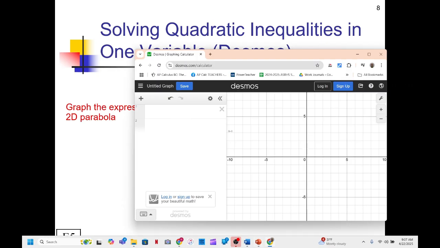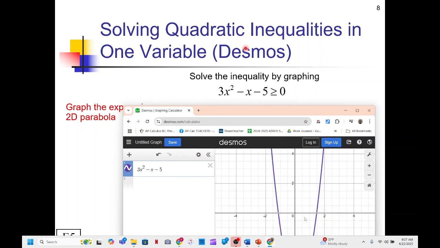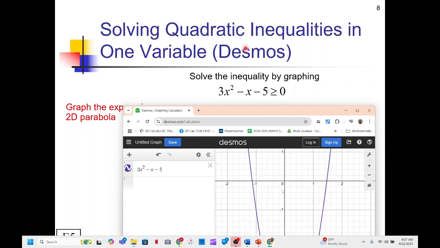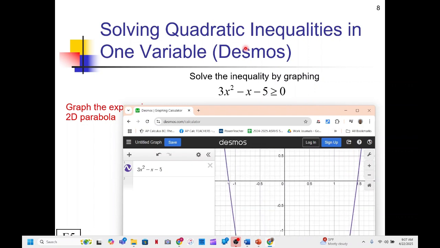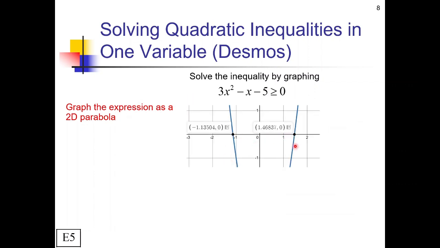So here is Desmos, and let me just move that so I can see. There we go. So we've got 3x squared minus x minus 5. So there's my parabola. Let me zoom in a little bit, and this will help me get my zeros now. So we have 1 there and 1 there. -1.14 and 1.47. Beautiful. Let me just redraw that picture so you can all see it.